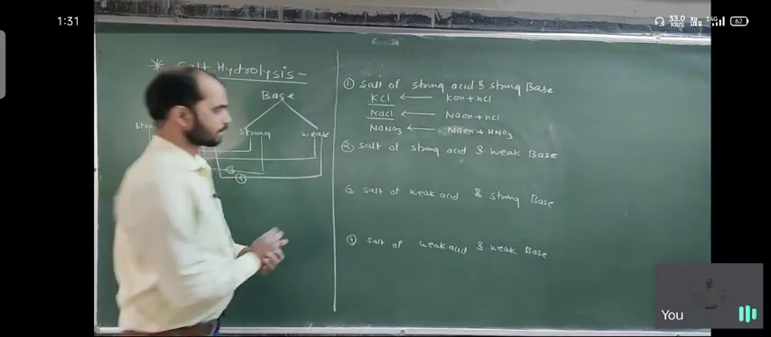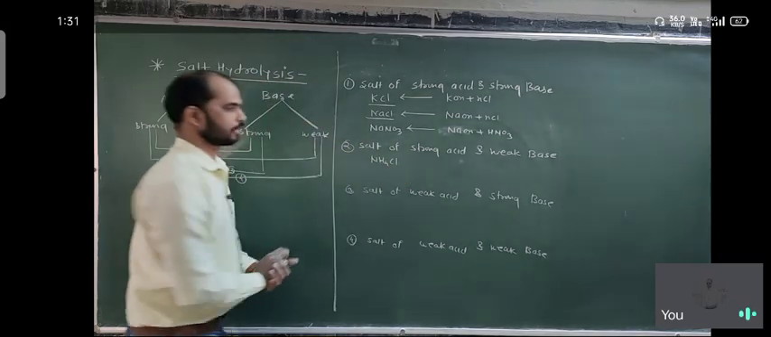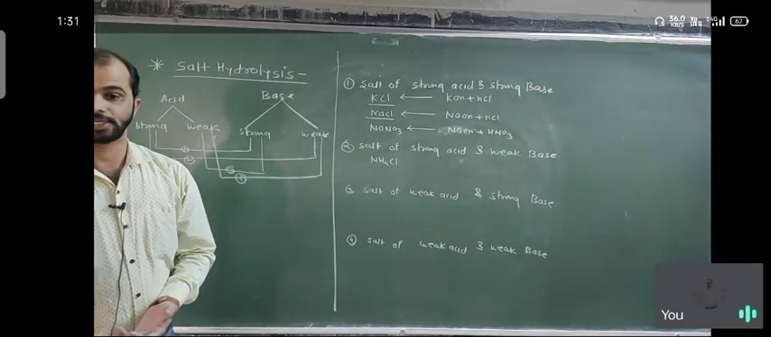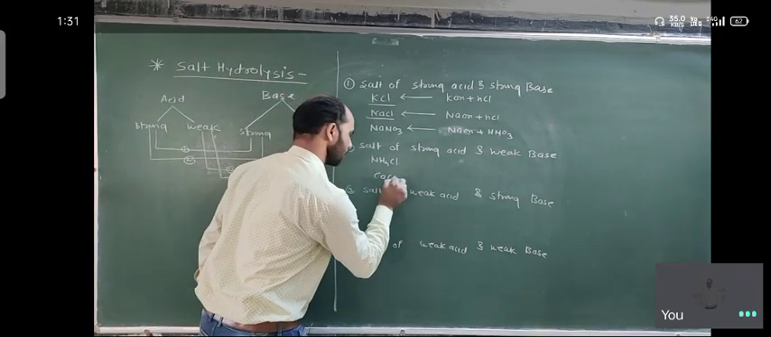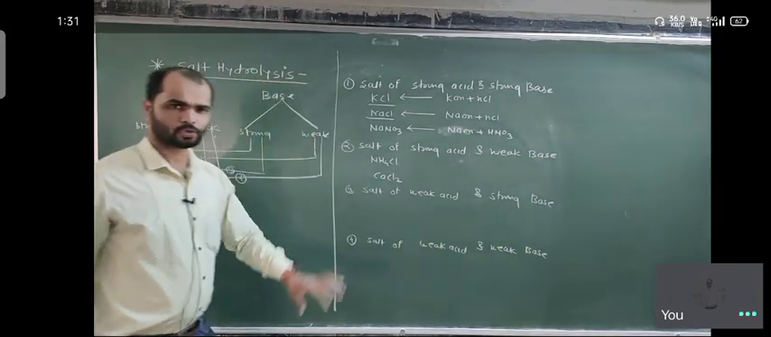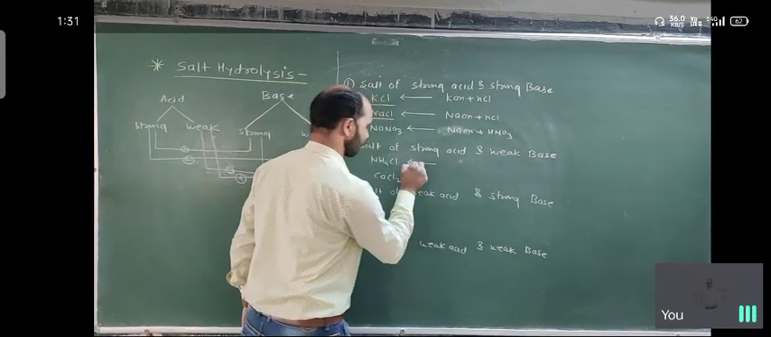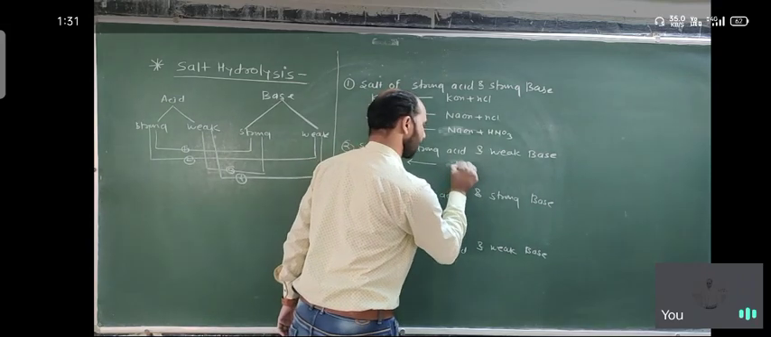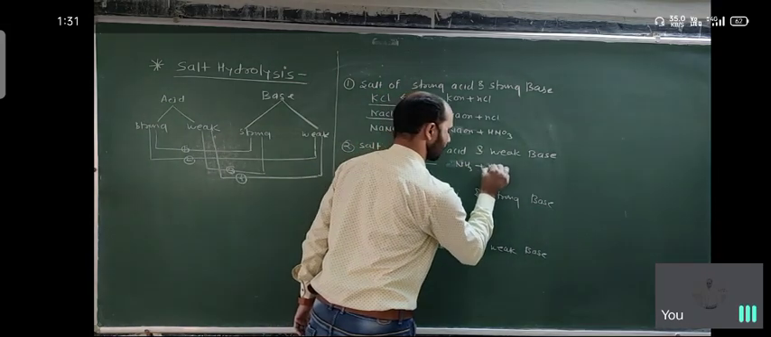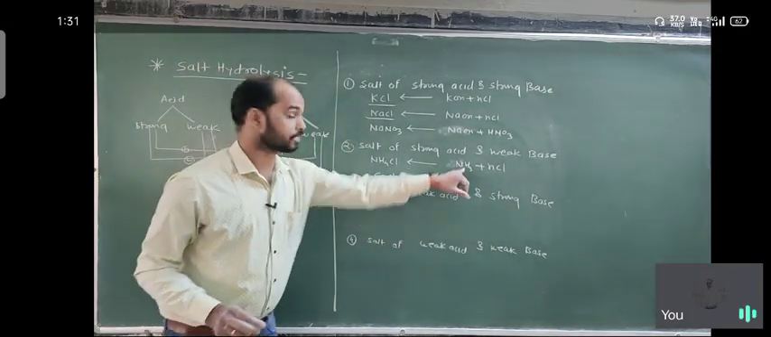weak base, and the example is NH4Cl. So NH4Cl, then one more example is CaCl2. Okay, how is it? So how is NH4Cl obtained? NH4Cl is obtained on reaction between NH3 plus HCl. And HCl is a strong acid, but NH3 is a weak base.